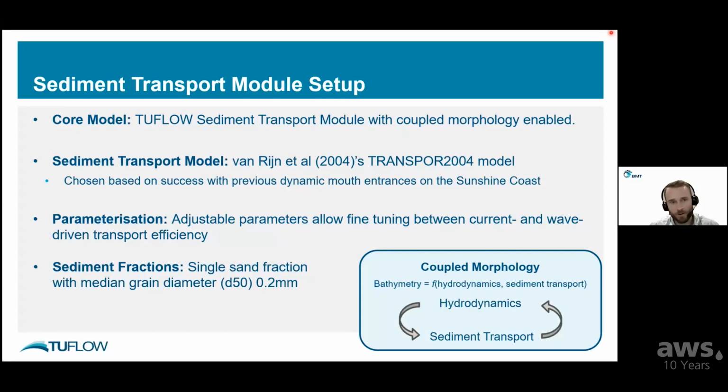For this model, we only considered a single sand fraction that had a median grain diameter of 0.2 mm. It's important to note that you can also model multiple sediment fractions, including silts and gravels, in the sediment transport module, but we didn't really need to in this case.